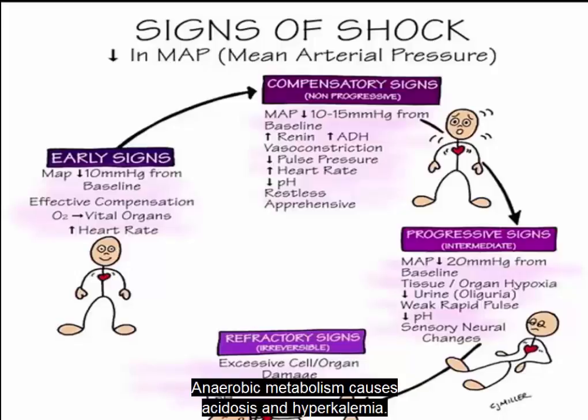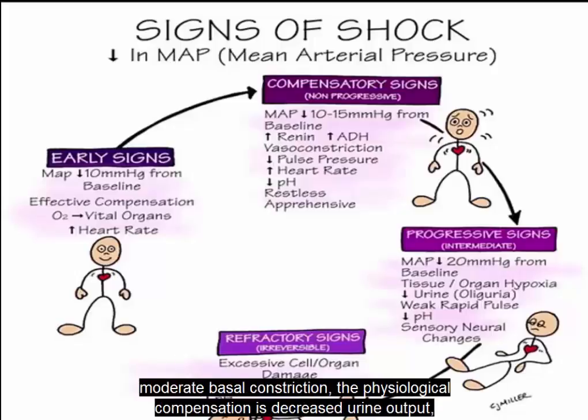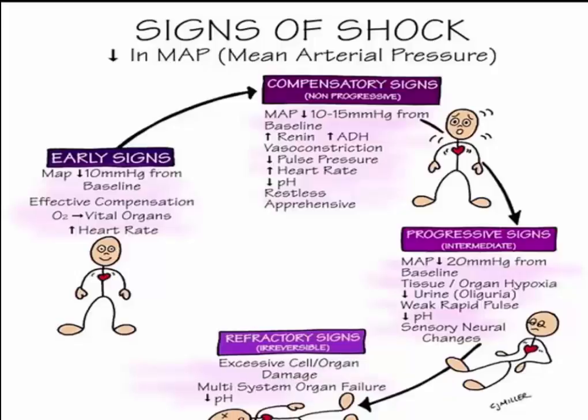Anaerobic metabolism causes acidosis and hyperkalemia. The cellular effects are reversible if interrupted at this stage. The mean arterial pressure could decrease 10 to 15 millimeters of mercury, with moderate vasoconstriction. The physiological compensation is decreased urine output, mild acidosis, and mild hyperkalemia.